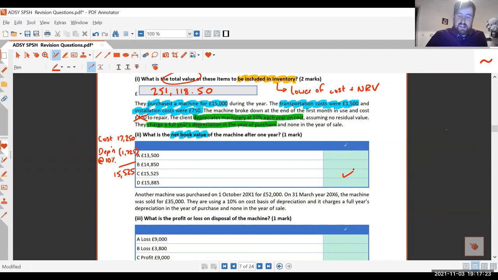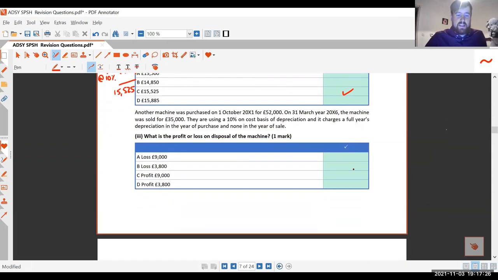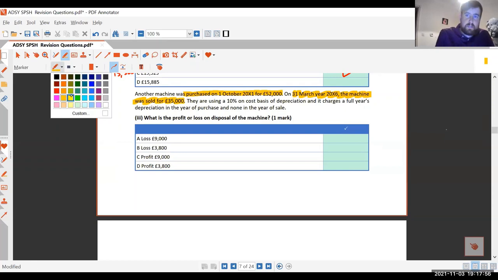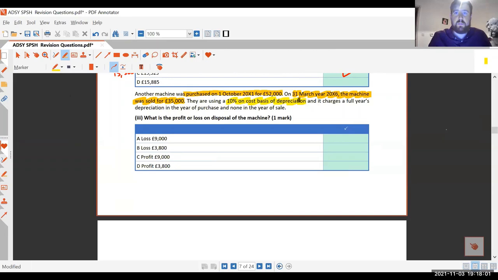Okay. Next up, we've got the other end of things here. This is now talking about disposals. So we've got an asset here. It was originally purchased back in the day, back in October X1, for £52,000. We eventually get around to selling this in the year ended X6. It sold for £35,000. Once again, it tells us about our depreciation method. 10%.